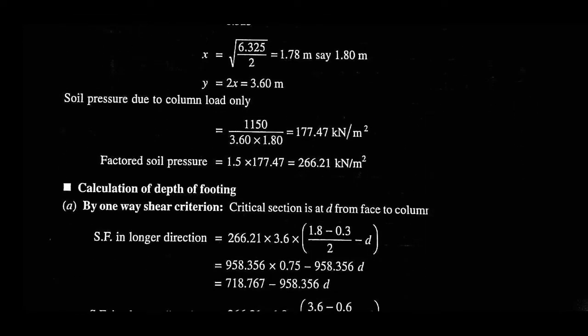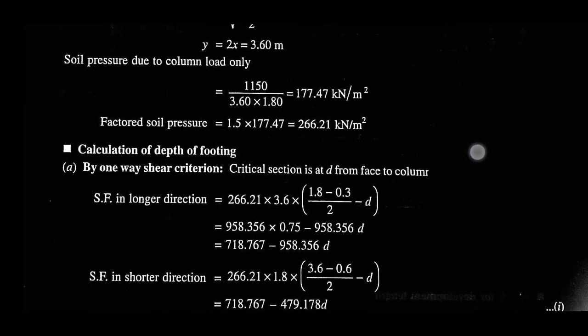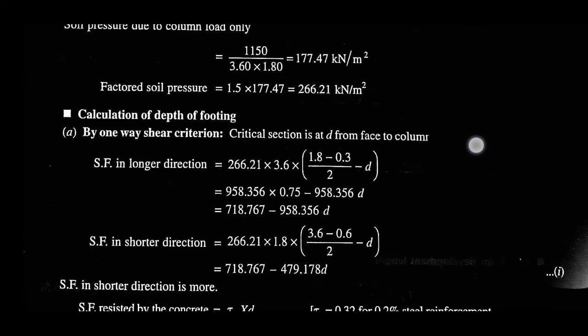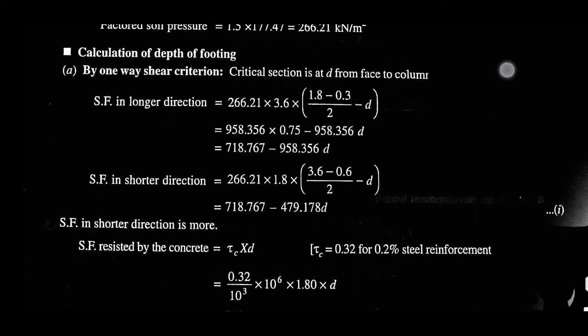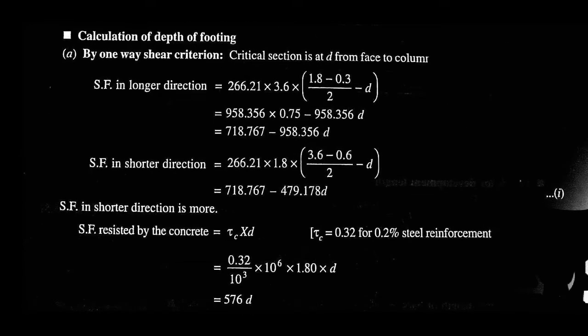Now calculation of depth of footing. So for calculating the depth of footing, we know we have to check three criteria and take the highest value of small d depth. The three criteria are one-way shear criterion, two-way shear criterion or punching shear criterion, and bending moment criterion. So first, by one-way shear criterion, the critical section is at d from the face of column.